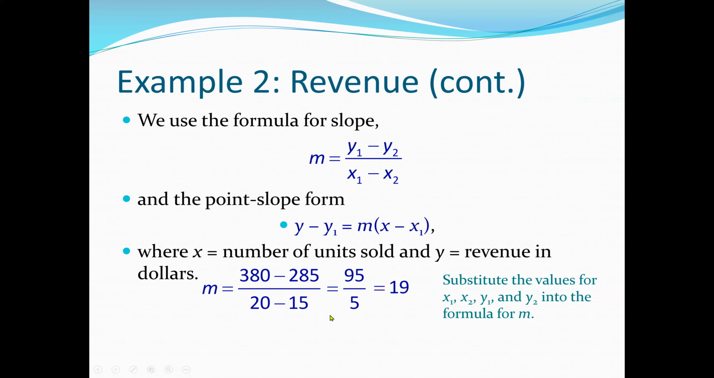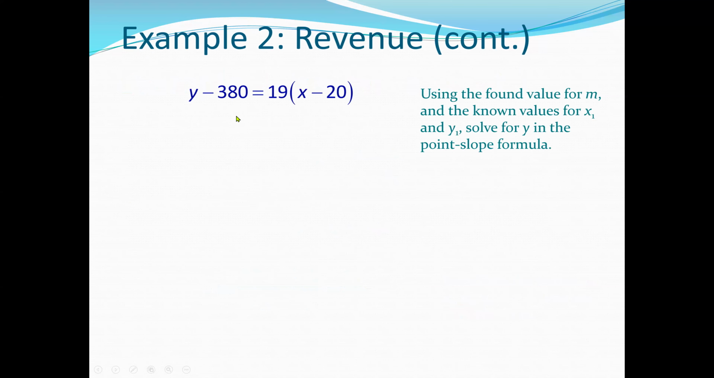So based on this, our slope was 19. Okay, so if we get 19, then we are going to use the point-slope form to come up with the equation. So we can take any of the 2 points. I can use 380 and 20, or 285 and 15. You can use any of the 2 points. We plug them in as y1 and x1, and we plug in the slope also. Then we have the function. So here we decided to use 380 and 20. So we plug in 380 as y1 and 20 as x1. Then we solve the equation.